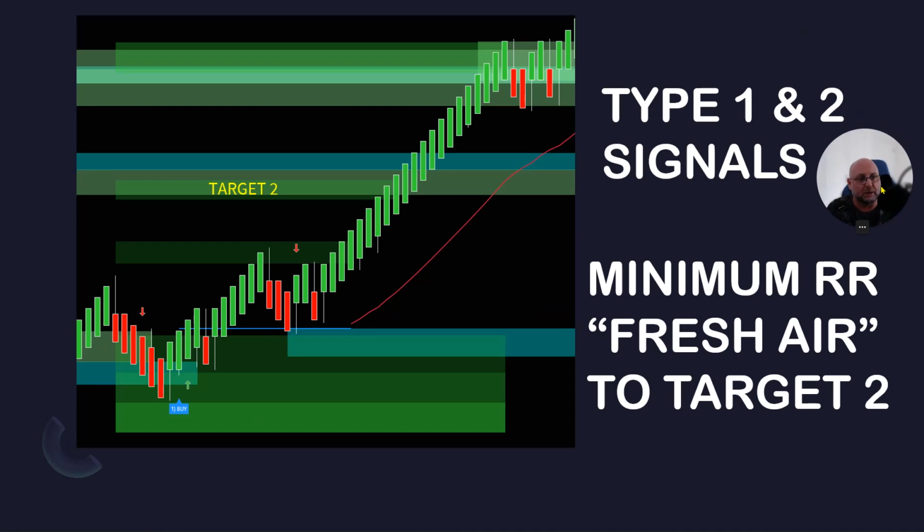So for type 1 and type 2 signals, the minimum risk reward or fresh air is to target 2. Remember, our probability pullback zones are measured to target 2. So in this case here, we get a type 1 buy. We've got target 1, and target 2 is just nestling in confluence with a 30 and a 15-minute zone. Really good target. So we've got our minimum risk to reward. We go. If we trade it with the trailing stop, it pushes through target 2, hits target 3, and starts to find some resistance there, and our trailing stop comes into play.